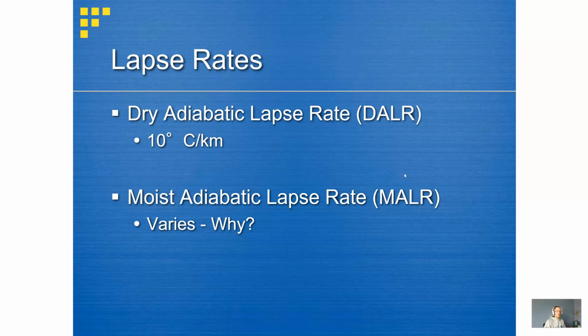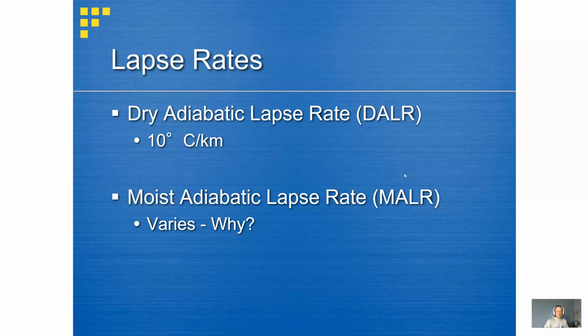And so when we have these parcels rise, remember first and foremost that any rising parcel is going to cool. That is it. It will cool. The question is, at what rate will it actually cool? And so here we have our two lapse rates, our dry adiabatic lapse rate, which here is shown as 10 degrees Celsius per kilometer. We can also look at it as 9.8 Kelvin per kilometer.